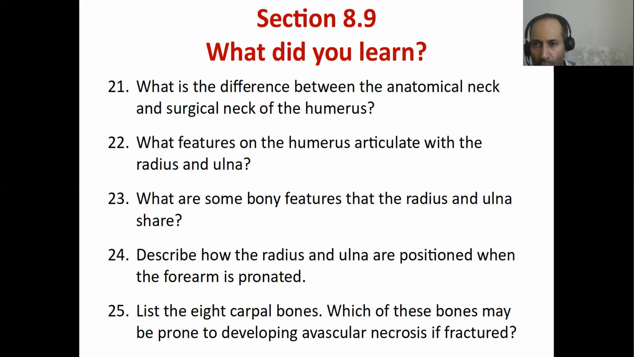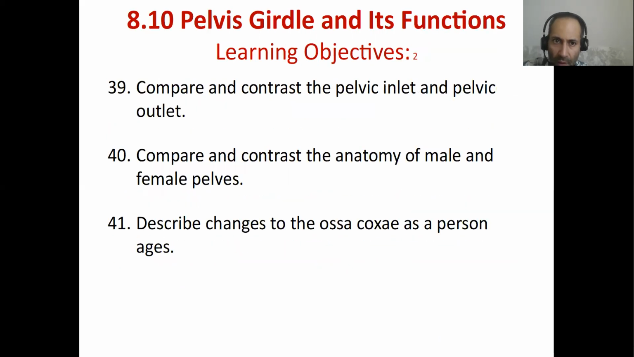List the 8 carpal bones. We looked at those: scaphoid, triquetrum, pisiform in the proximal, and then the capitate and the hamate in the distal row. Which of these bones may be prone to developing avascular necrosis if fractured? That would be your scaphoid bone.